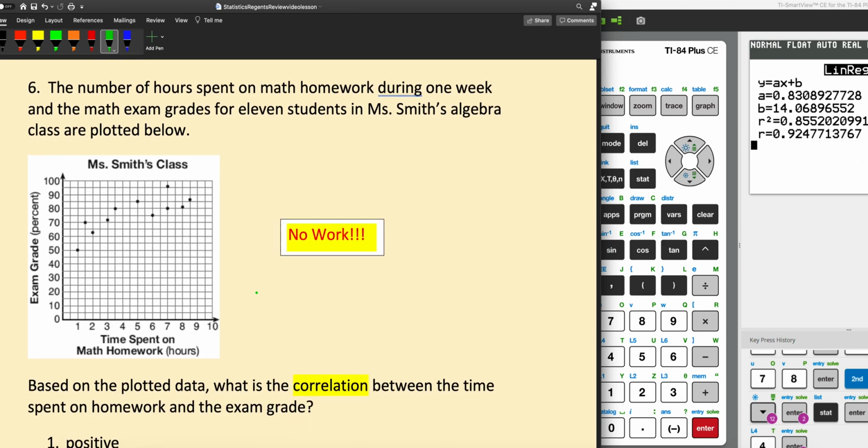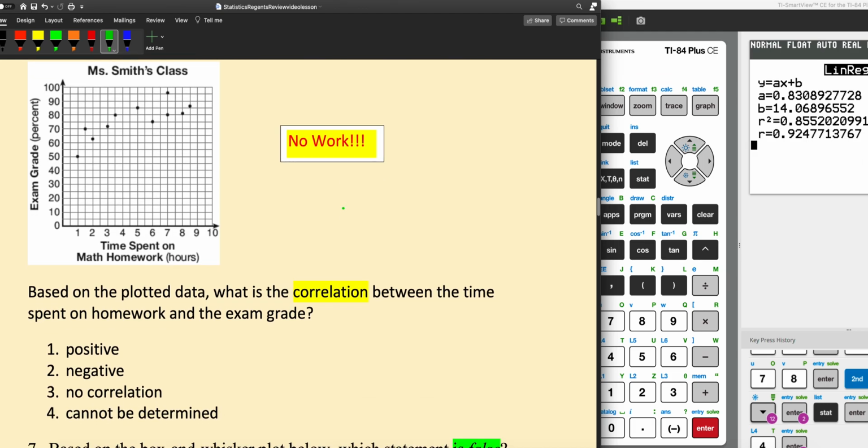Okay, let's look at another one that takes absolutely no work. It says the number of hours spent on math homework during 1 week and the math exam grades for 11 students in Miss Smith's algebra class are plotted below. Based on the plotted data, what is the, here's that word again, correlation between the time spent on homework and the exam grade? Guys, you just have to use your eyes here.